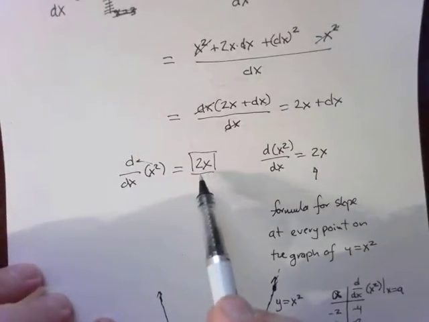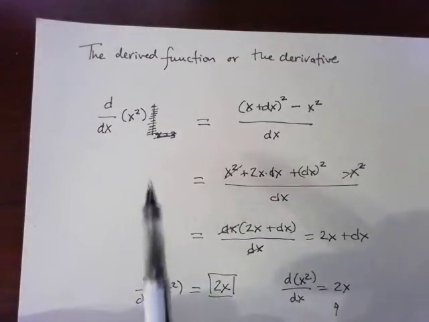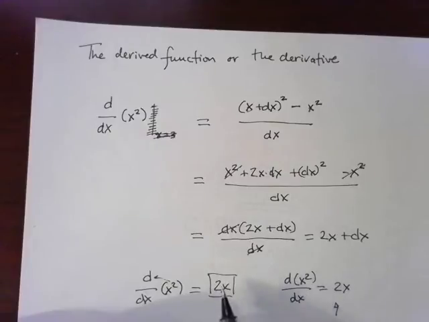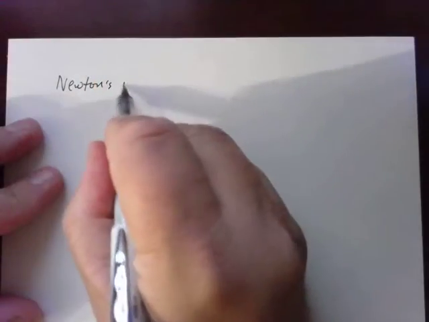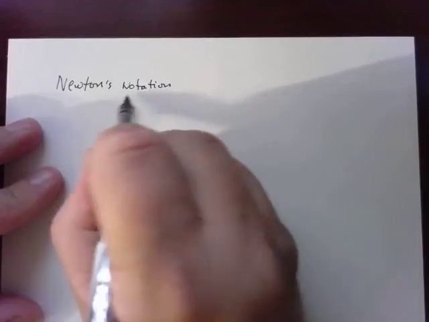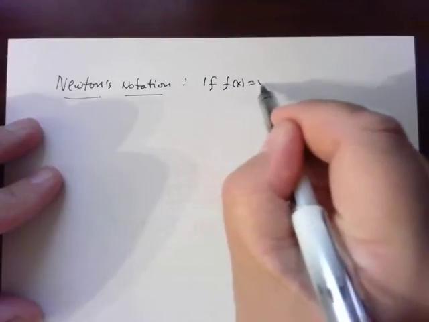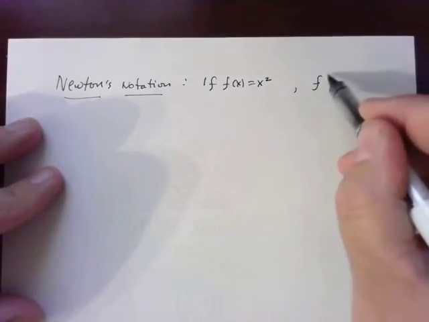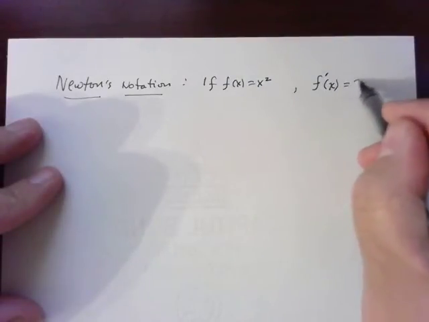This is called the derived function. It's a function that's derived from this one, or more commonly this is called the derivative. So if this is x squared, the derivative of x squared is 2x. And in Newton's notation, which we learned about, Newton's notation is particularly good for summarizing things like this. We'd say if f of x is x squared, then f prime, there's the derived function of f at x, is 2x.